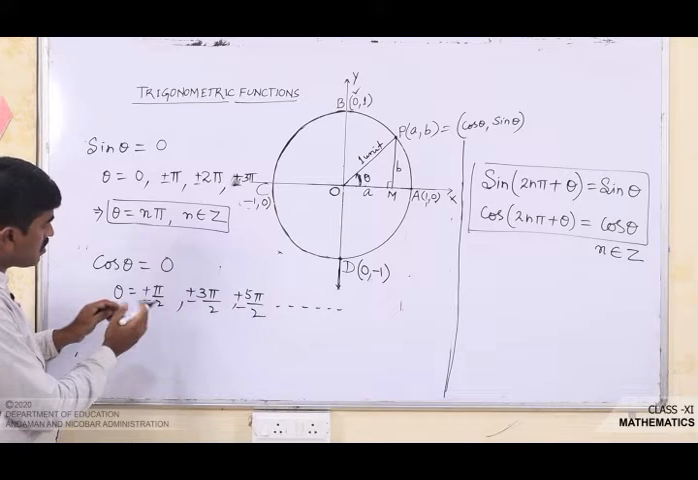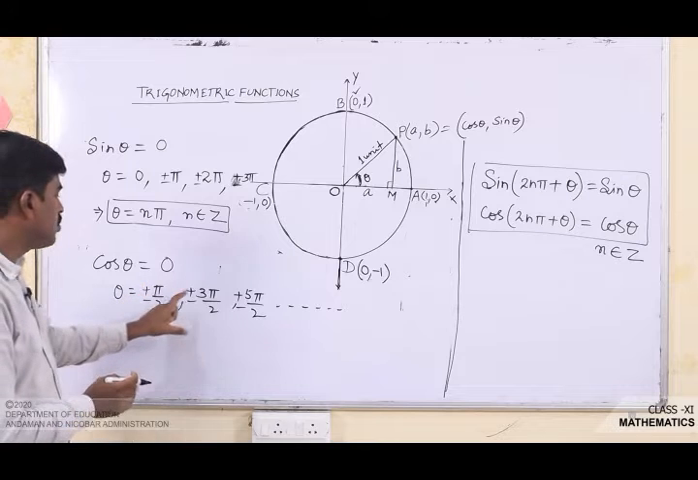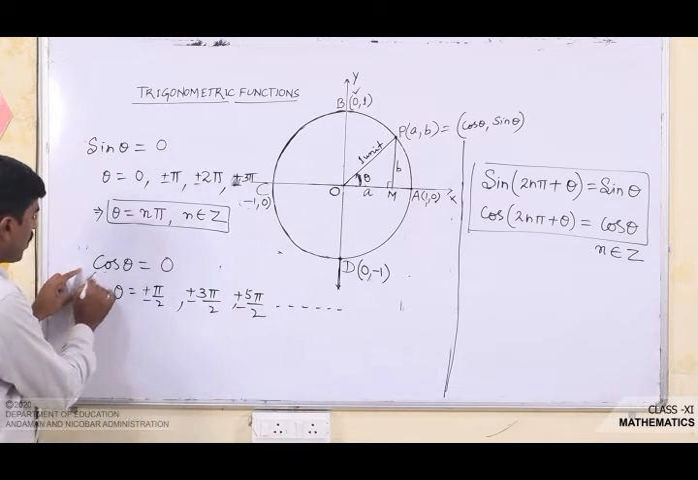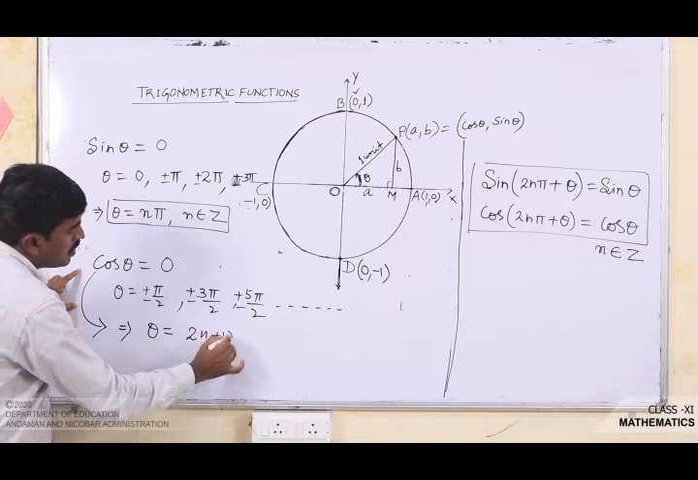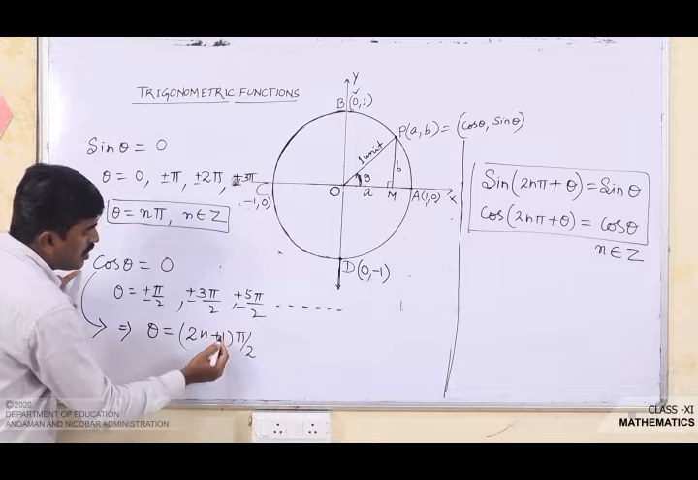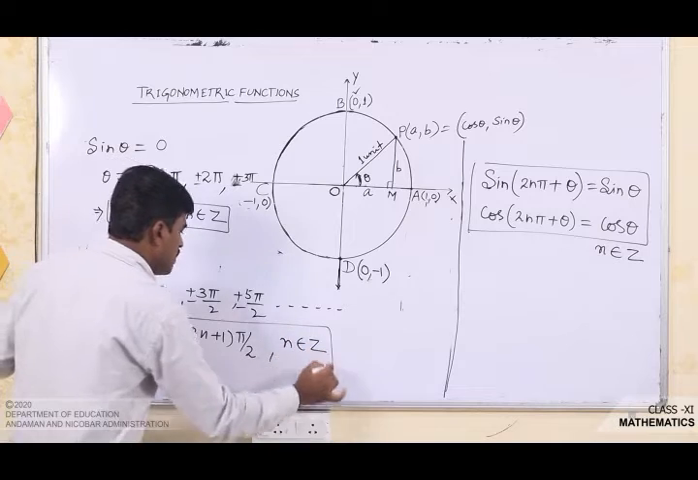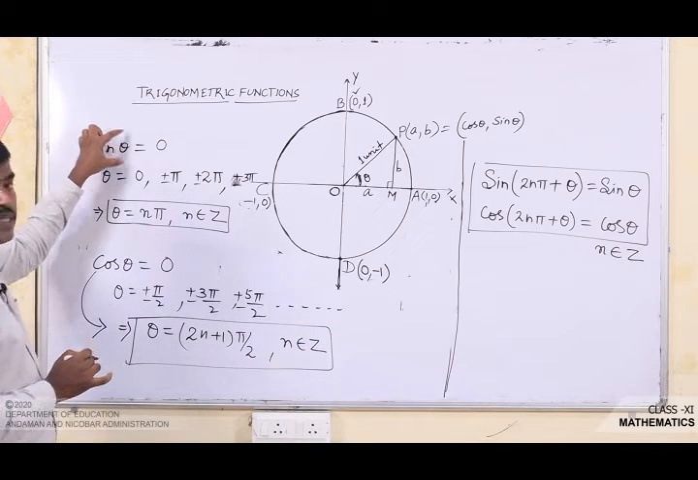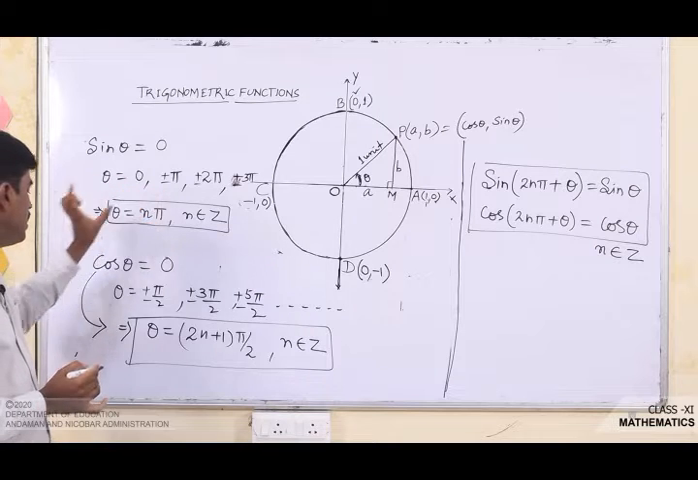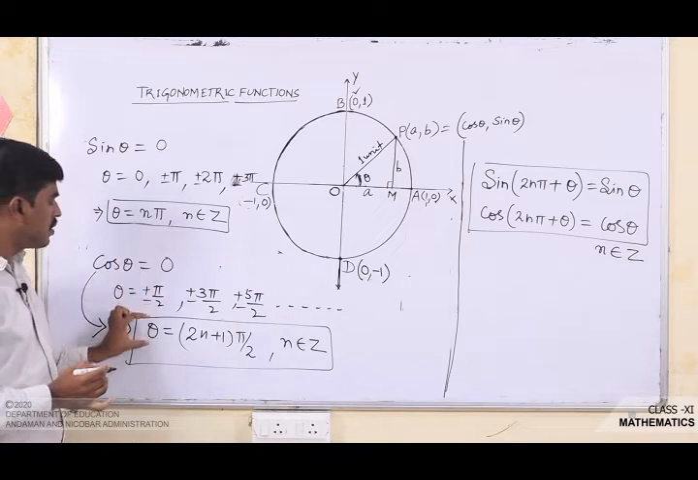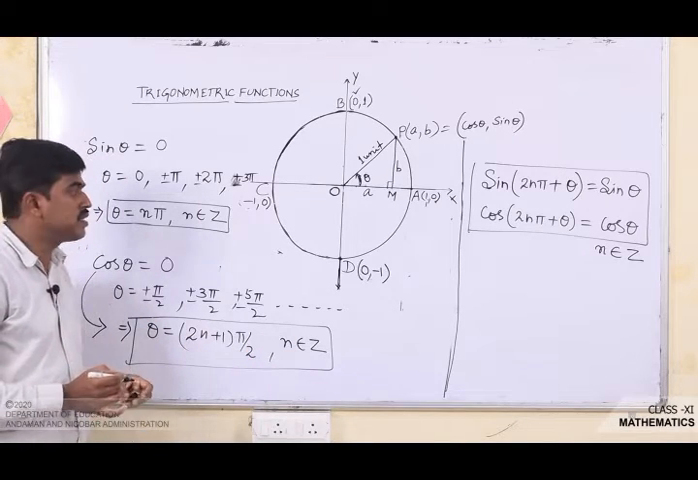So in general, these are odd multiples of pi by 2. It is 1 pi by 2, 3 pi by 2, 5 pi by 2. So cos theta is equal to 0 implies theta is equal to (2n plus 1) pi by 2, where 2n plus 1 is an odd number for n belongs to Z. So this is a very important note. If sin theta is equal to 0, then theta is always n pi, that means an integral multiple of pi, and if cos theta is equal to 0, then theta is an odd multiple of pi by 2, where n belongs to Z.